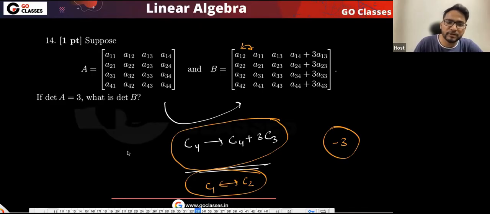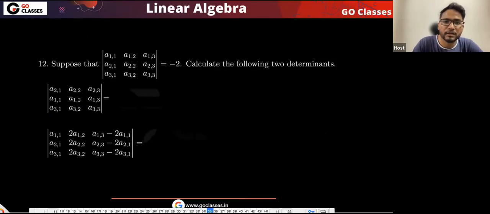Any confusion, anyone? Clear, right? Okay. Let's just solve this. Calculate these two determinants. So this is 2, 1. I think we have exchanged, the third row is same. We have exchanged these two rows, I think. Then what should be the answer here? This is 2. Very good.